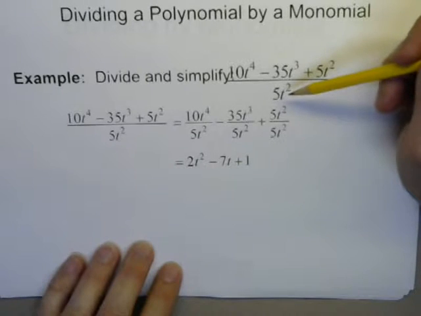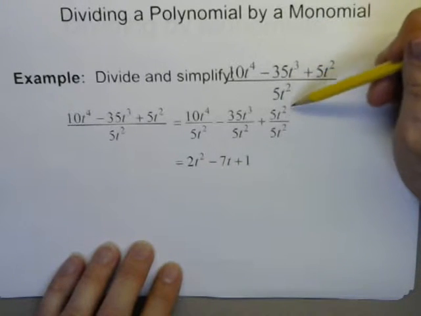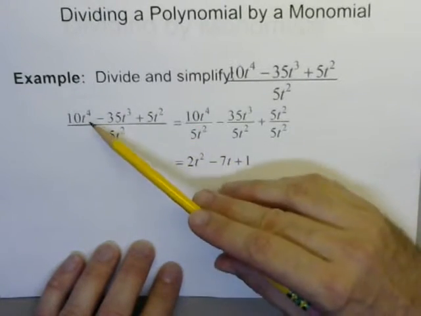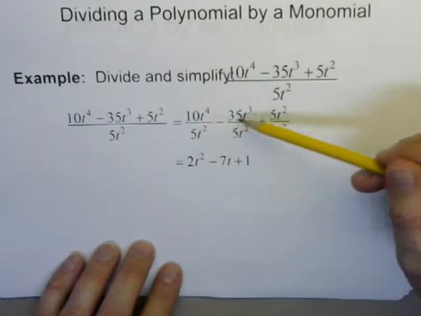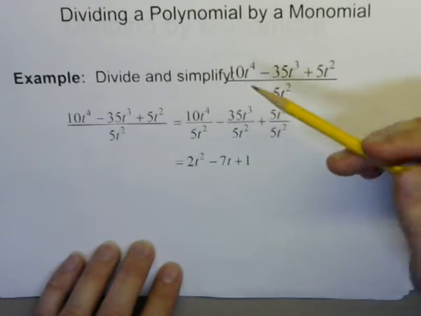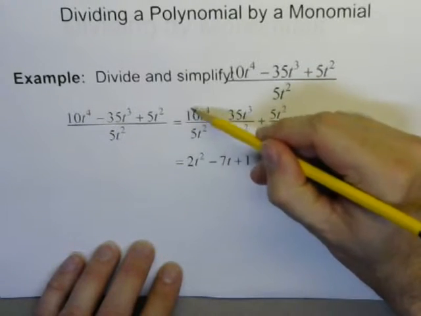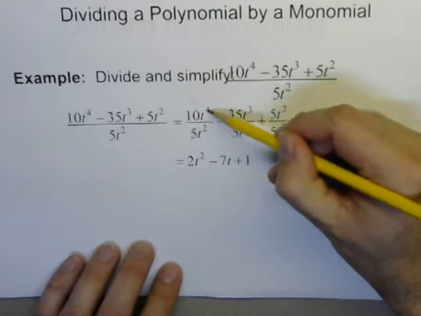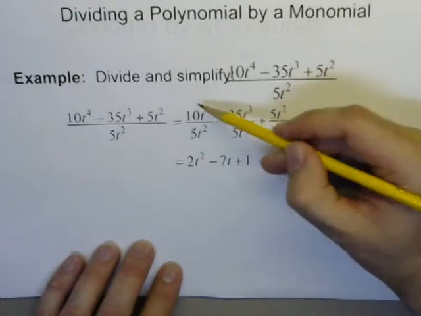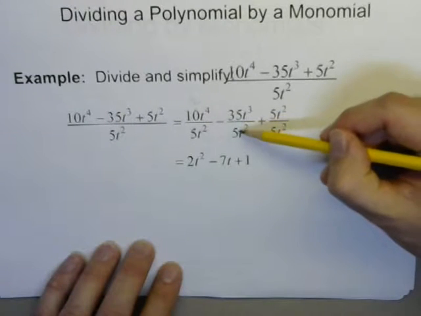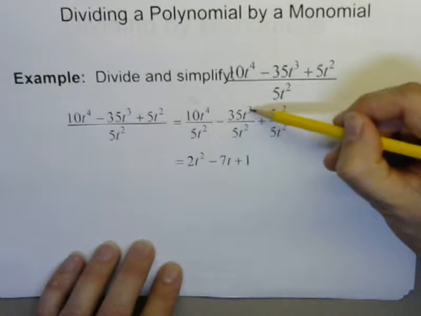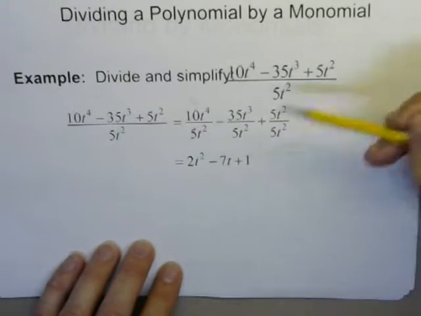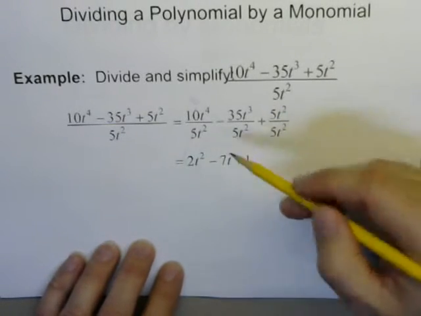You can do something similar to the long division we did before, but if you only have one term in the bottom, if you think about it, you can actually write each term on the top over the bottom separately. And then you could just reduce each term. So 5 goes into 10 twice, t to the fourth divided by t squared will give you t squared. So remember here you would subtract the exponents. So 4 minus 2 is 2. 5 goes into 35 7 times. 3 minus 2 gives you t to the first. And then anything divided by itself is just 1. So that should be the answer.